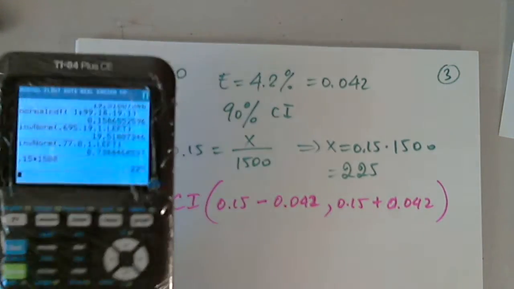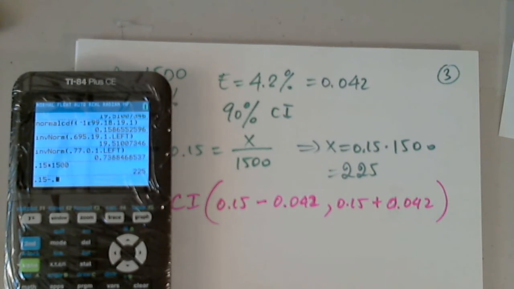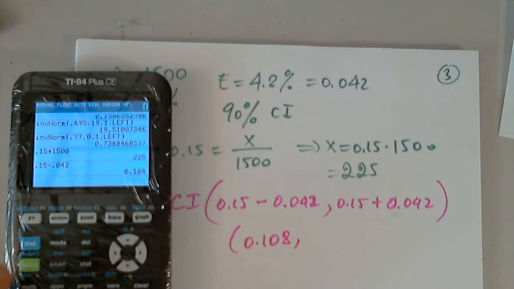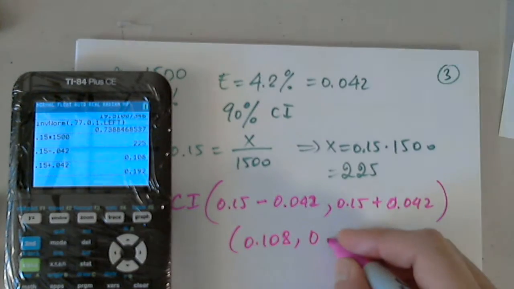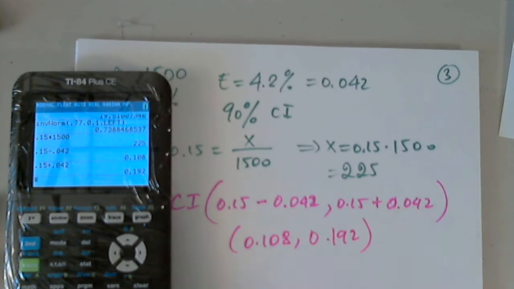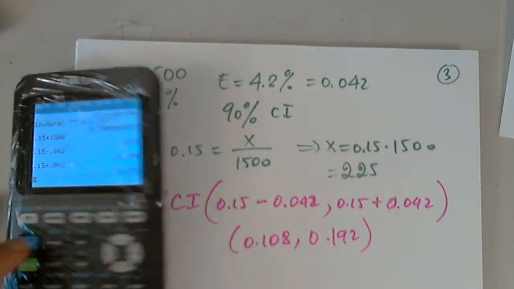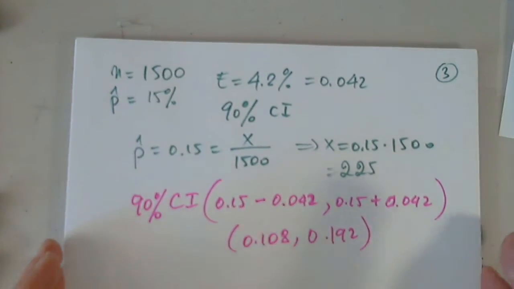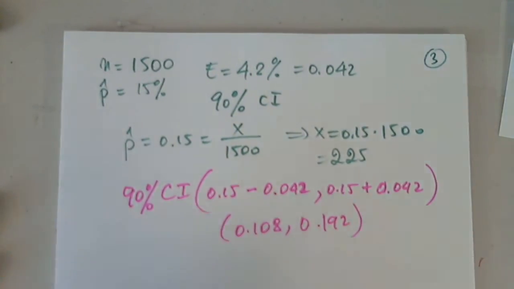So 0.15 minus 0.042, that's how lazy people do it, 0.108, comma, and the other one with plus, 0.192. Okay. So it means that, and then we'll go and check and choose whatever we need to choose from there.